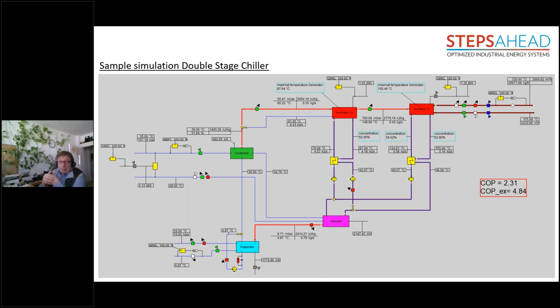When simulating such a machine, when considering projects, you must be able to understand your machine pretty well. You must be able to calculate part loads so that you can really make predictions for the operational behavior. This picture is actually for a double stage chiller, which is very, very similar to the multi-fuel chiller. Next slide, please.